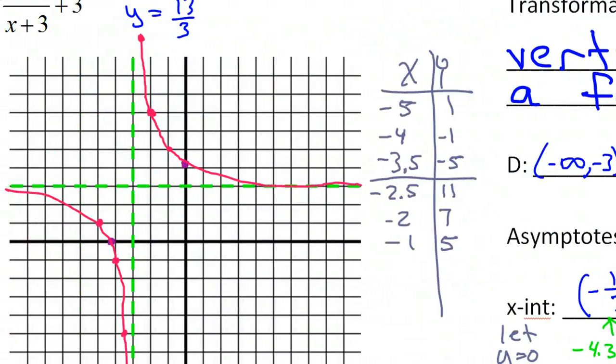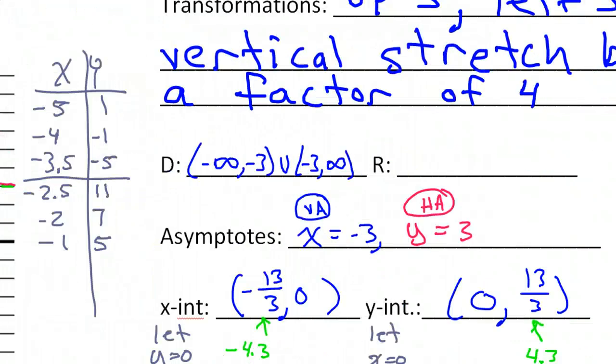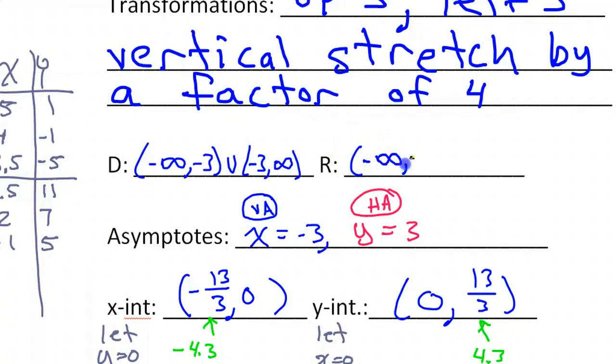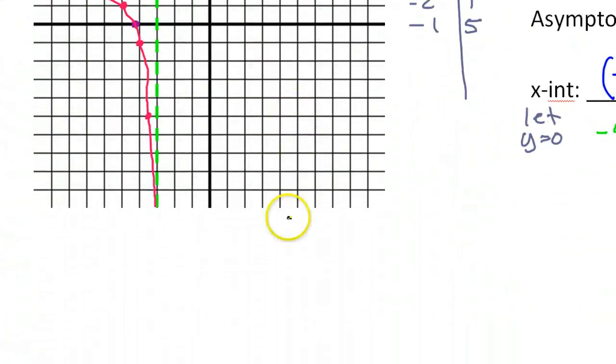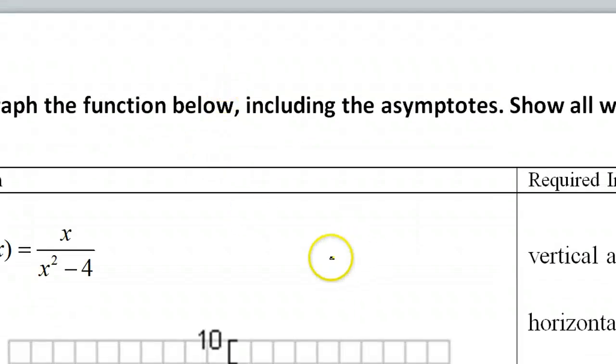Now for the range, same type of thing, but now we're looking at the y values. And this time it's the horizontal asymptote that has to be skipped. Even though it looks like it touches, it really doesn't touch. The graph approaches the horizontal asymptote but never touches it. So the range will be negative infinity to positive 3, union positive 3 to infinity. So there's the range.